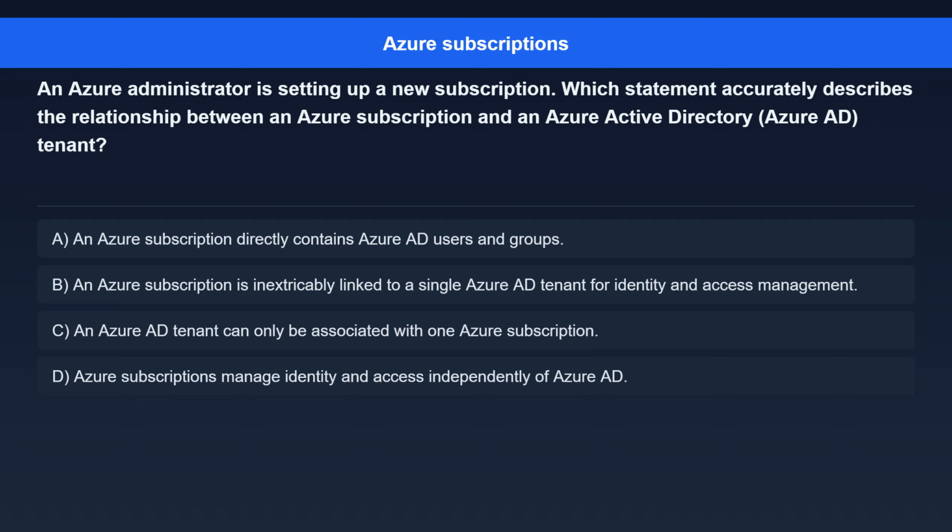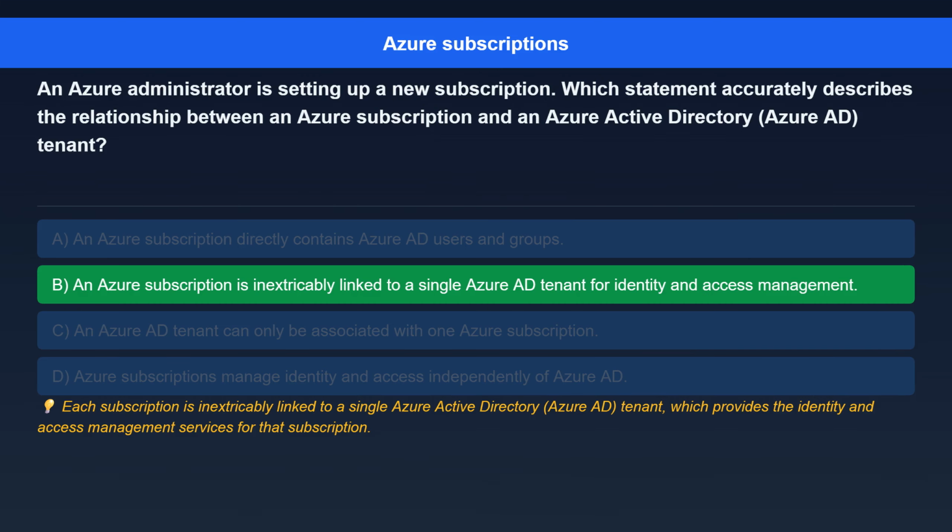Question 8. An Azure Administrator is setting up a new subscription. Which statement accurately describes the relationship between an Azure subscription and an Azure Active Directory, Azure AD tenant? Option A, an Azure subscription directly contains Azure AD users and groups. Option B, an Azure subscription is inextricably linked to a single Azure AD tenant for identity and access management. Option C, an Azure AD tenant can only be associated with one Azure subscription. Option D, Azure subscriptions manage identity and access independently of Azure AD.